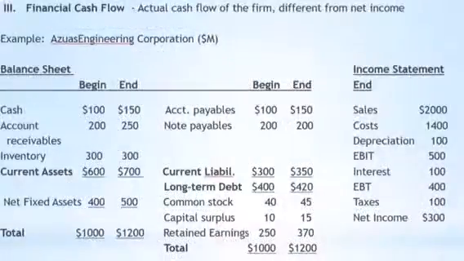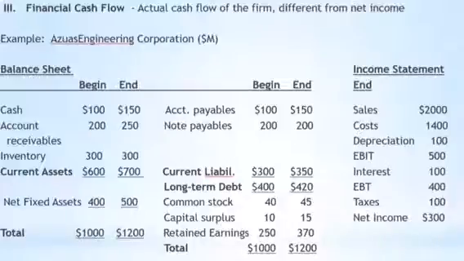Let's use the balance sheet and income sheets for this company. It is a data company, Azusa Engineering. Using the beginning year number and the end year number, we can calculate cash flow. Later, we want to see why the income is not the same as cash flow. If you take a look at the balance sheet information, there are some changes from the beginning and the end. Cash is up and accounts receivables are up. Current assets are up as well.